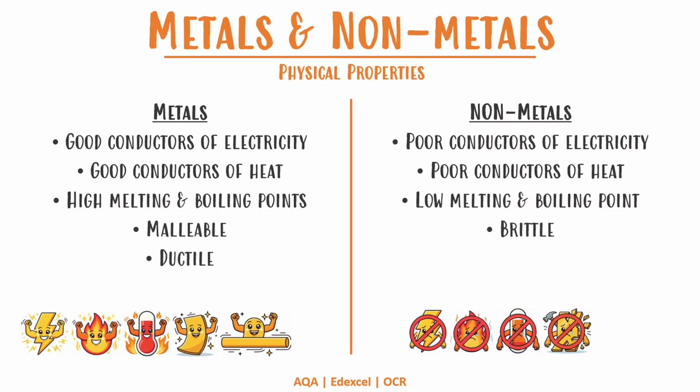Metals are really malleable and ductile, and this means they can be hammered into shapes or stretched into wires, as we have with our copper wires in a lot of our electronics. And lastly, metals can be quite shiny, whereas our non-metals are dull. And you will be expected to explain these properties, and we'll have a look at this in future videos.